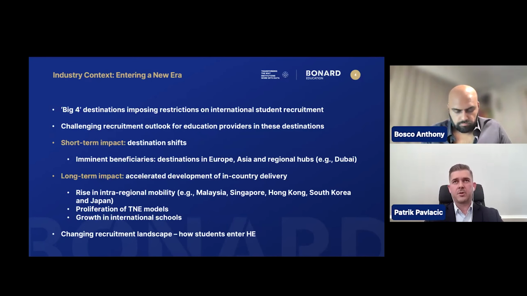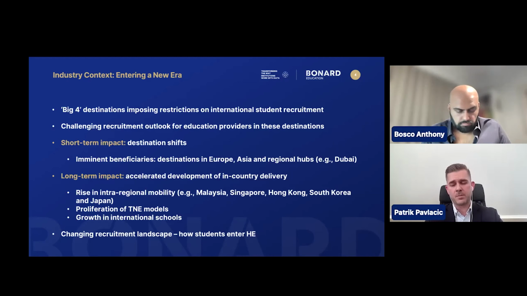Starting with the industry context, I think it's quite obvious that by now we've seen quite significant restrictions on international student recruitment placed by the Big Four destinations. I'm specifically referring to the UK, the US, Australia, and Canada. Whether it's been the formal cap or sort of informal cap, challenges with the visa processing or increasing proof of funds, etc. We could probably spend another hour listing all the recent developments, which have really led to the recruitment outlook for education providers in these destinations to be challenged.